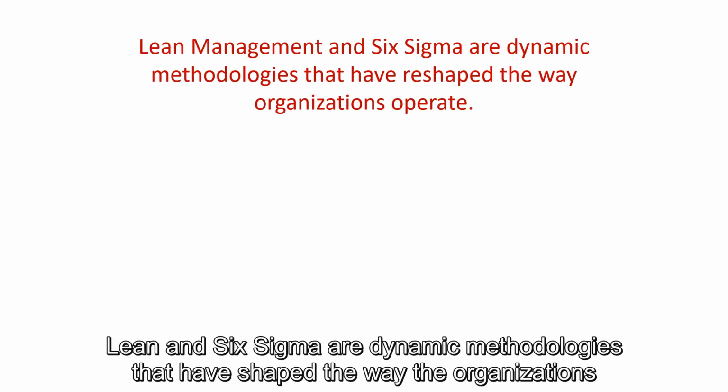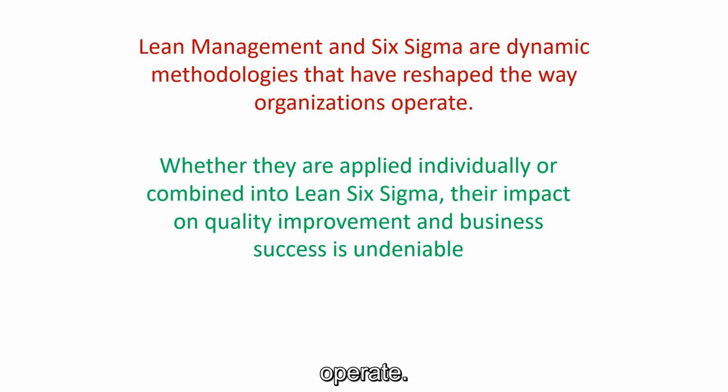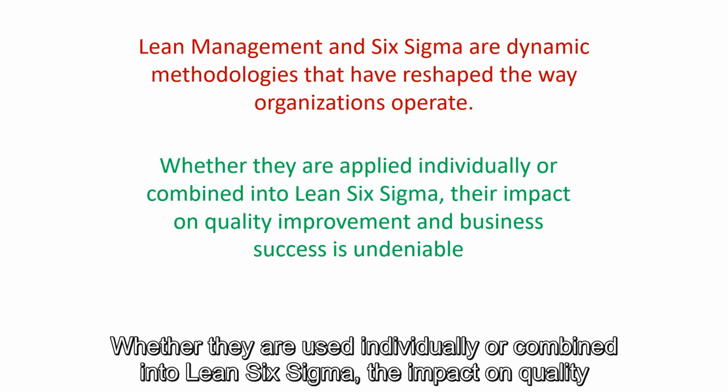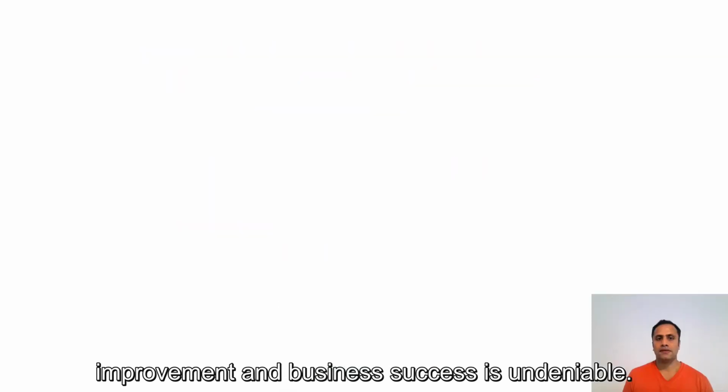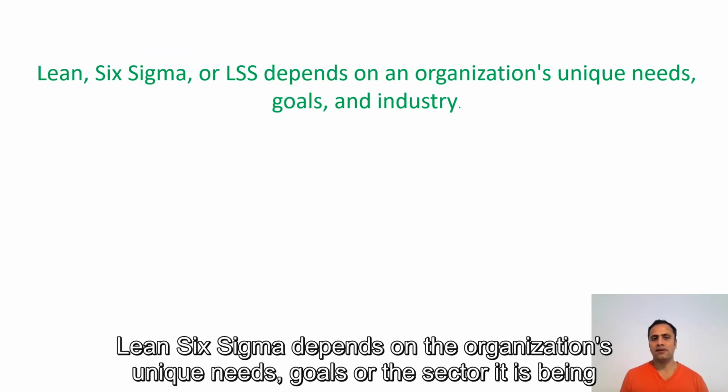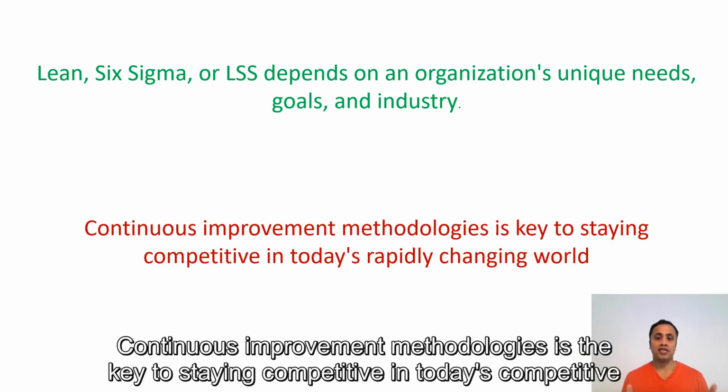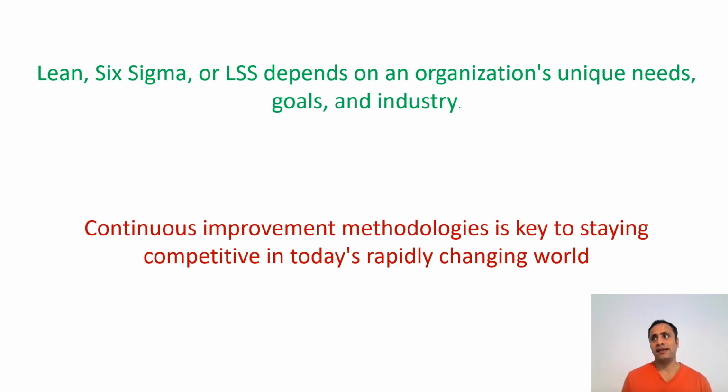Lean and Six Sigma are dynamic methodologies that have shaped the way organizations operate. Whether they are used individually or combined into Lean Six Sigma, the impact on quality improvement and business success is undeniable. Lean, Six Sigma, or Lean Six Sigma depends on the organization's unique needs, goals, or the sector where it is being applied. Continuous improvement methodologies are the key to staying competitive in today's competitive world, and hence these techniques will be of immense value to organizations.